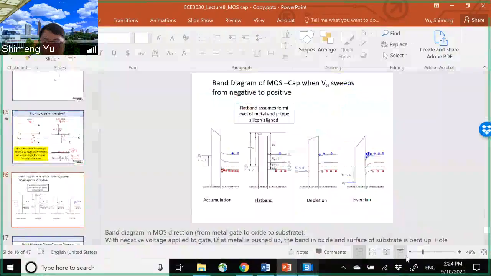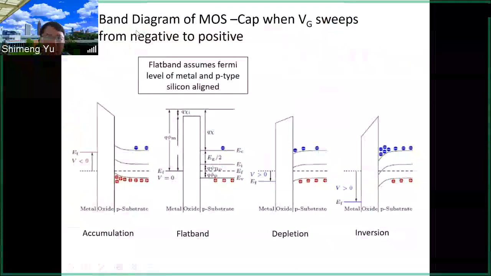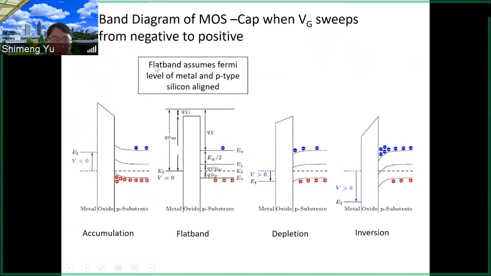All right, so then let's look at the band diagram of the MOS structure when the VG sweeps from negative to positive. So this is a band diagram. We have the MOS structure. And let's look at the flat band condition. That is when the VG equals zero. This is the equilibrium state. So in the metal, there's only one Fermi level. In the metal, as we discussed before, there's no band gap. So it only has one Fermi level in the metal.